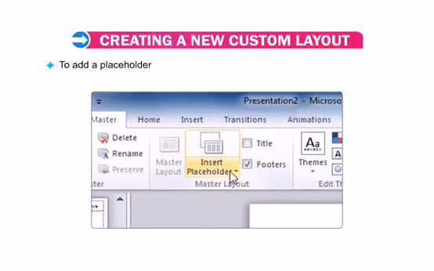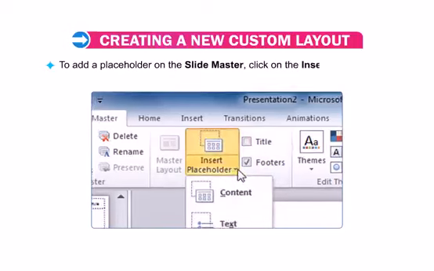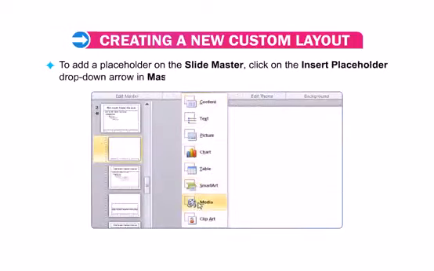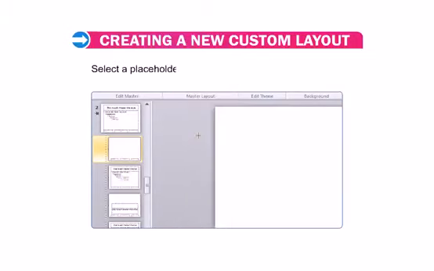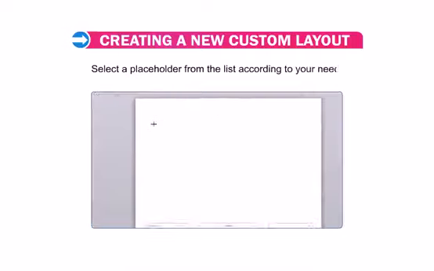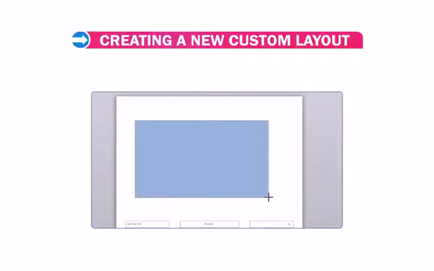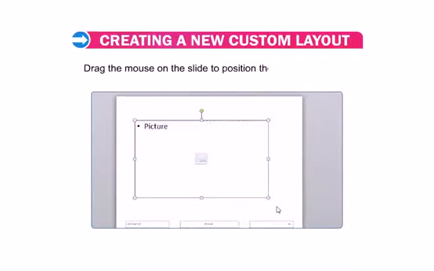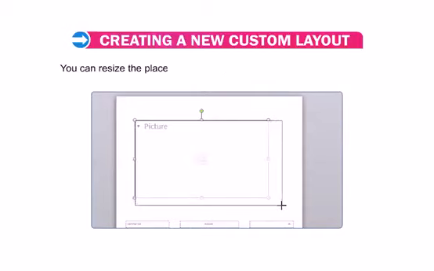To add a placeholder on the Slide Master, click on the Insert Placeholder drop-down arrow in the Master Layout group. Select a placeholder from the list according to your need. Drag the mouse on the slide to position the new placeholder. You can resize the placeholder by dragging one of its resizing handles.